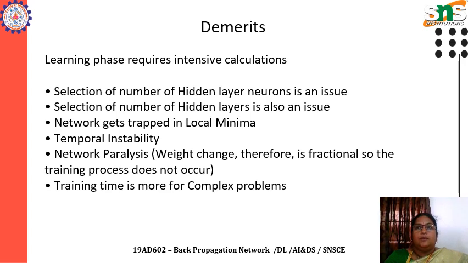We are going to do weight updation and correction, right? So there are changes in the weight. Therefore, the training process may not get an accurate result. Training time is more and complex. It takes more time. So it is very difficult to solve a complex problem on time. These are all considered some of the drawbacks.